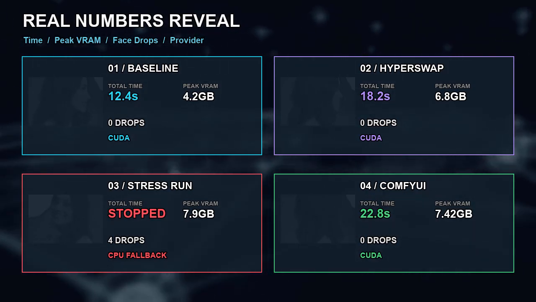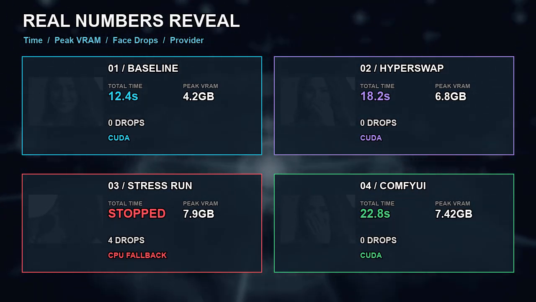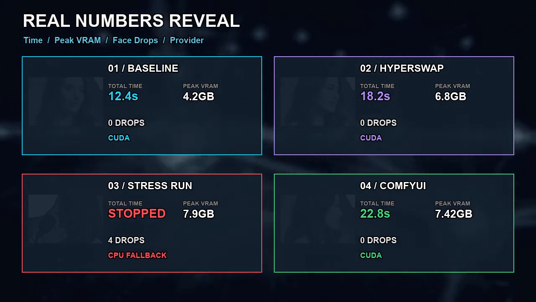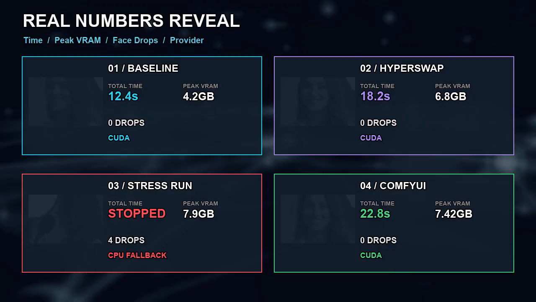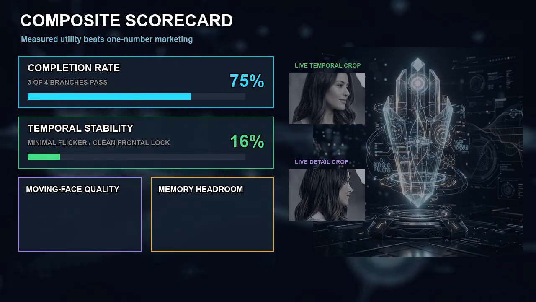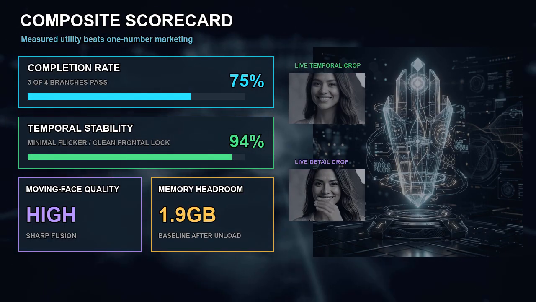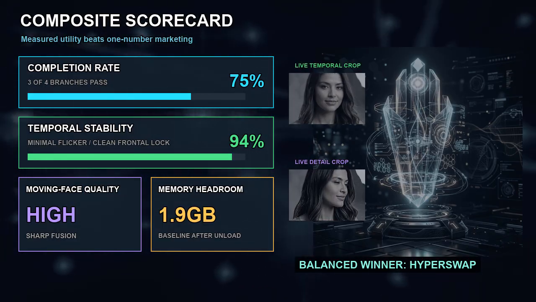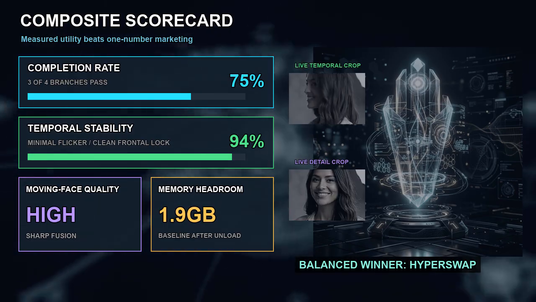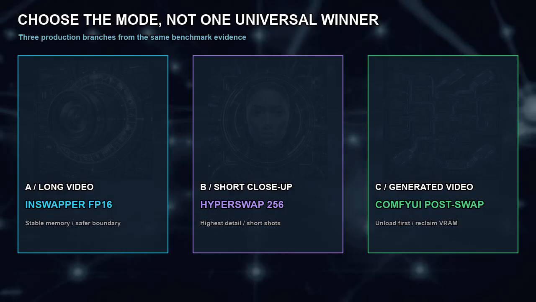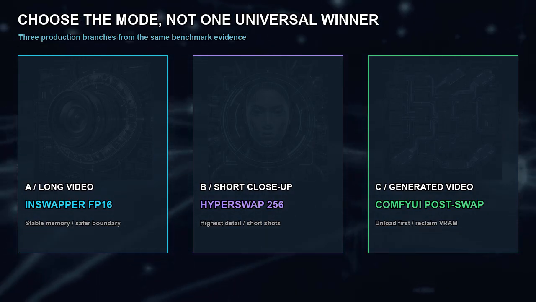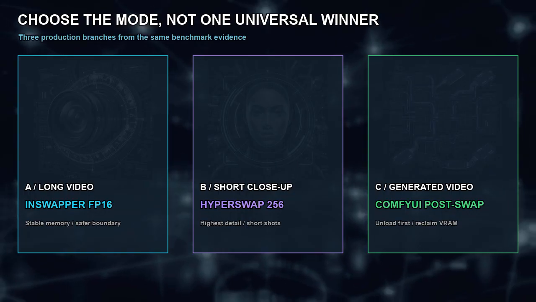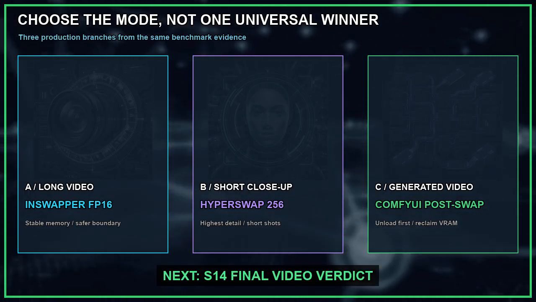Real numbers revealed: baseline, 12.4 seconds at 4.2 GB; HyperSwap, 18.2 at 6.8; stress run, stopped; ComfyUI, 22.8 at 7.4 GB. Composite scorecard, 3 of 4 branches pass. Temporal stability reaches 94%, moving face quality stays high, and 1.9 GB headroom remains. Each branch targets a specific pipeline need.